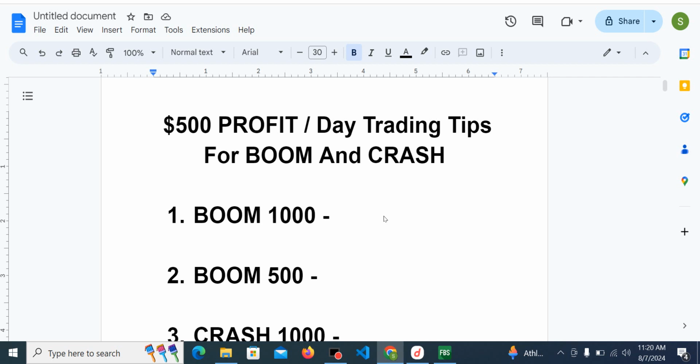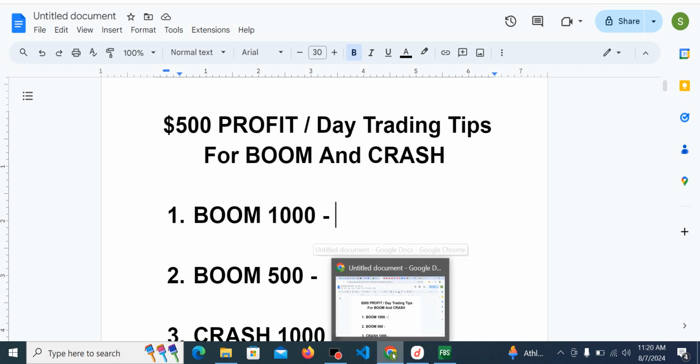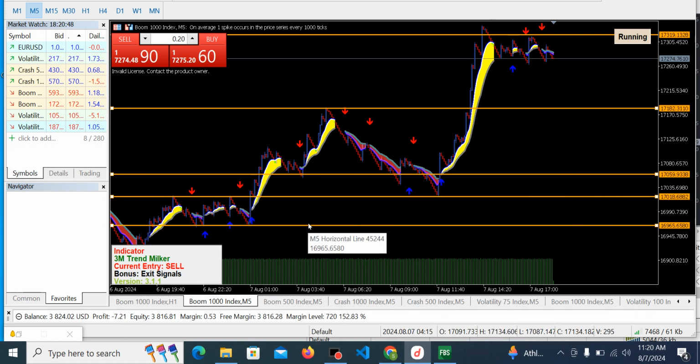As for the $500 profit per day, it all depends on your trading capital. The more your trading capital, the easier it is for you to achieve. But you can always grow from a small trading capital to a bigger one. Okay, so quickly let's go straight into what we have right here, starting with Boom 1000.